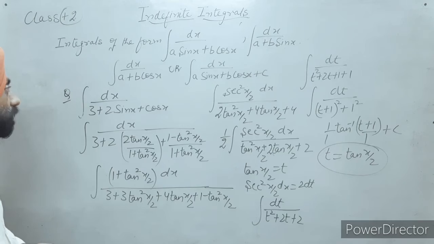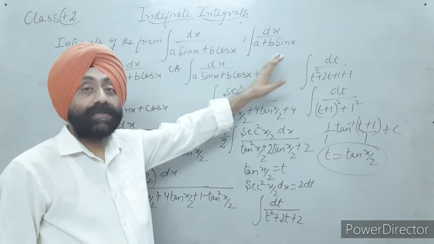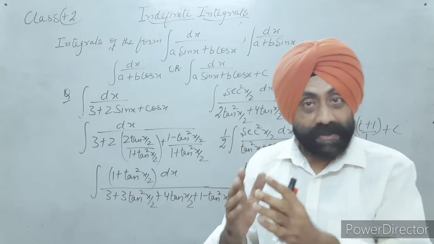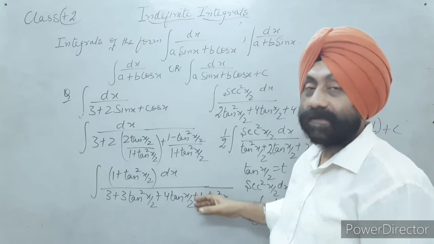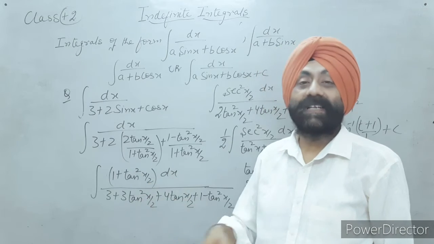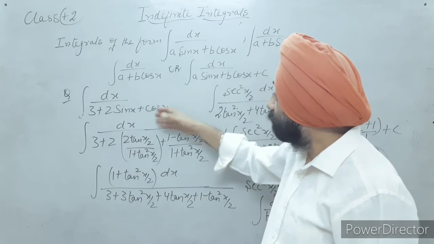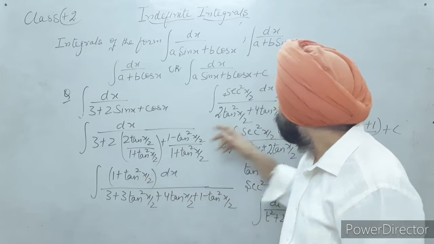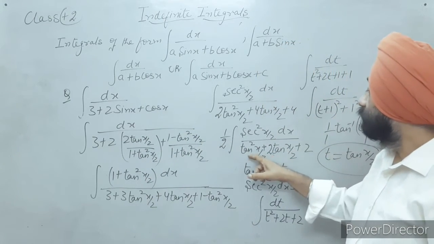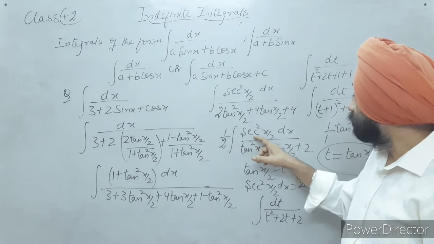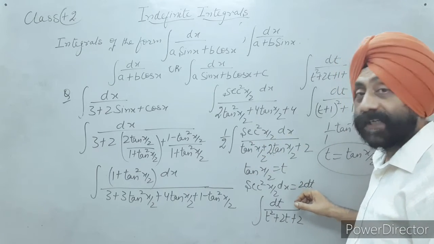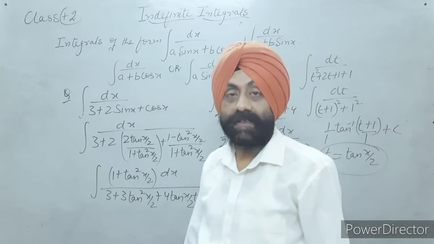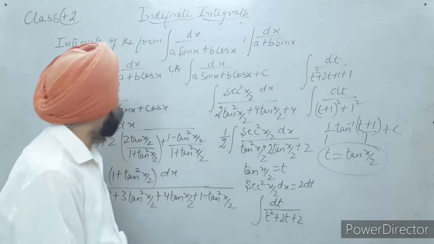This is the way how we tackle these type of questions. But remember, if you know the type, then it is hardly a matter of 3-4 minutes or less than that also. You just have to write the value of sin x or cos x, substitute it, solve it, you get this form. Now here it is tan x by 2 as t, so secant square x by 2 dx becomes 2 dt. Complete the squares now, just solve it and apply the required formula. This was the second type.